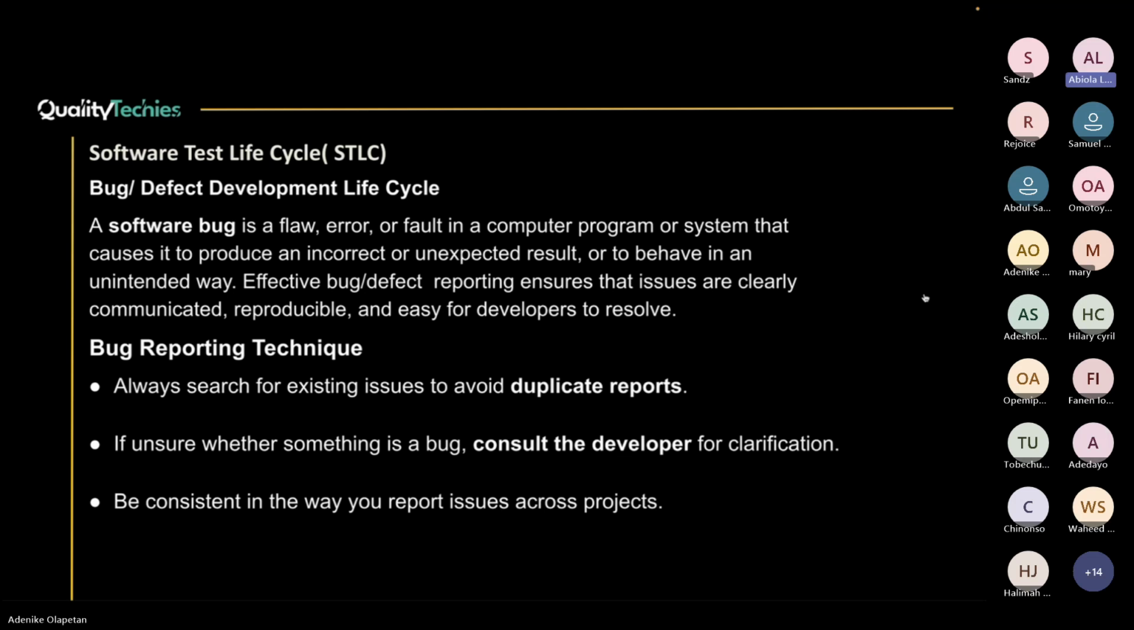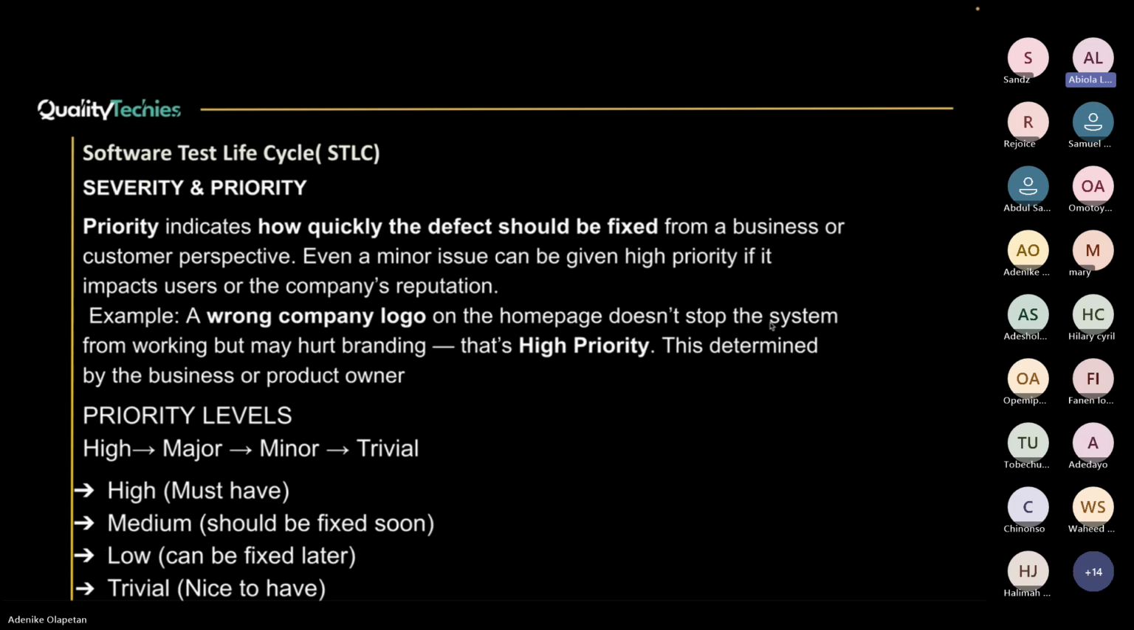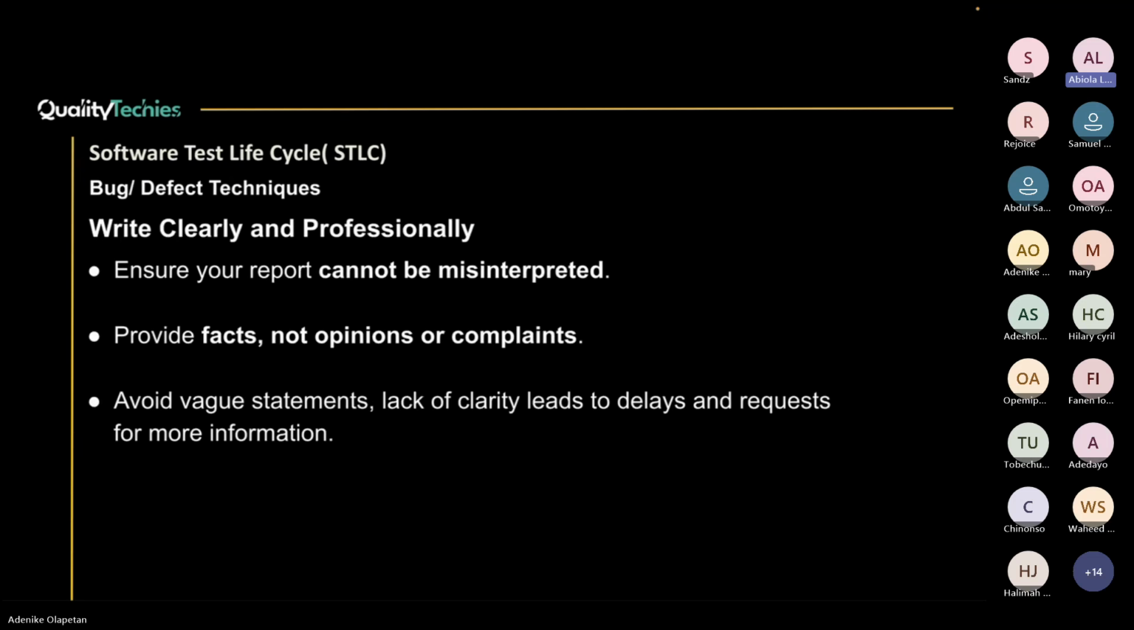Then you should be consistent in the way you report issues across projects. Yes. Each organization has a template for logging defects. Okay, please go to the next slide. There's a template for logging defects, so it is advisable to work strictly with the bug and defect reporting template that is adopted in that organization. If they say this is the way they assign defects, work strictly with it.